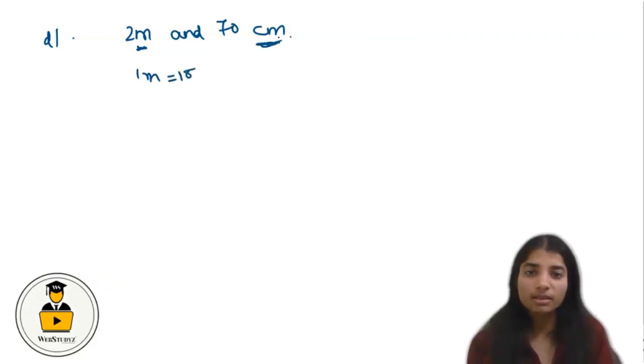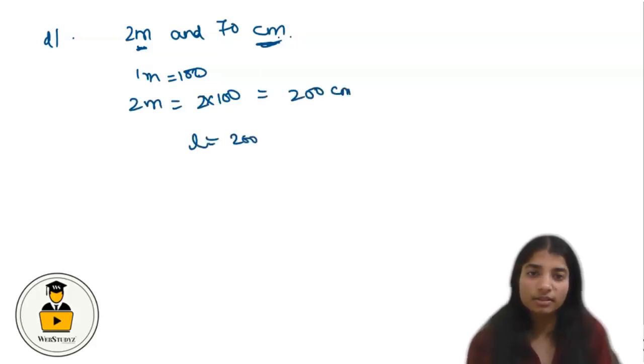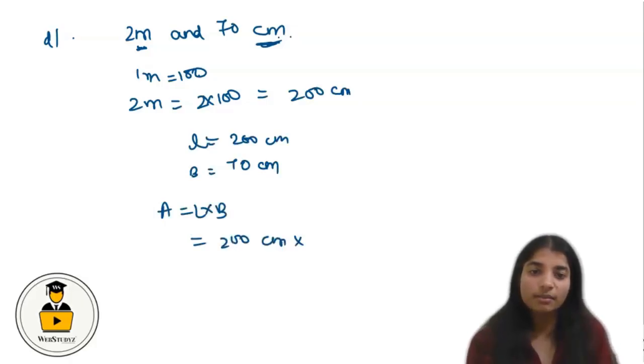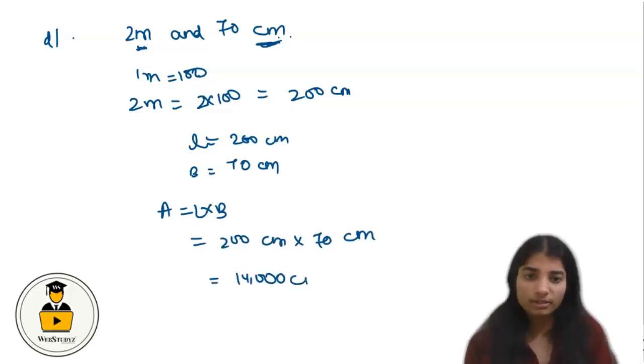We know that 1 meter is equal to 100 centimeter. So we are converting this meter into centimeter. So 2 meter become equal to 2 multiplied by the 100, that is equal to 200 centimeter. So we are considering that length is equal to 200 centimeter and the breadth is equal to 70 centimeter. So the area from here is equal to the length multiplied by the breadth, that is equal to 200 centimeter multiplied by the 70 centimeter. When we multiply both these values, we get the value as 14,000 centimeter square.